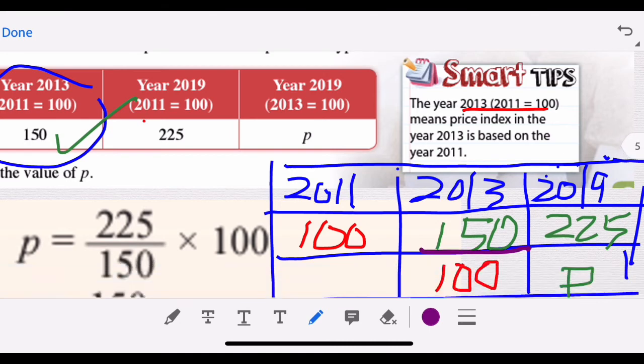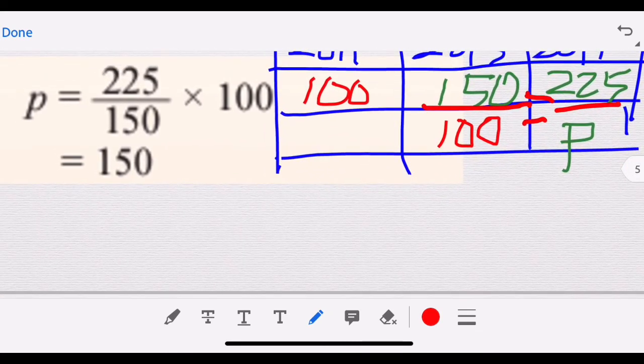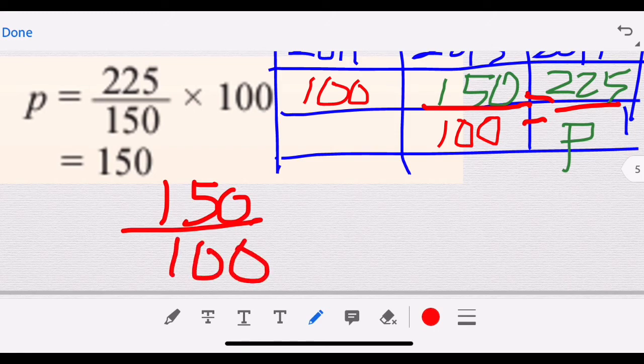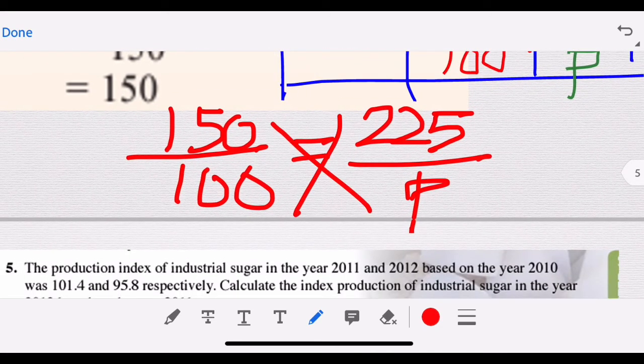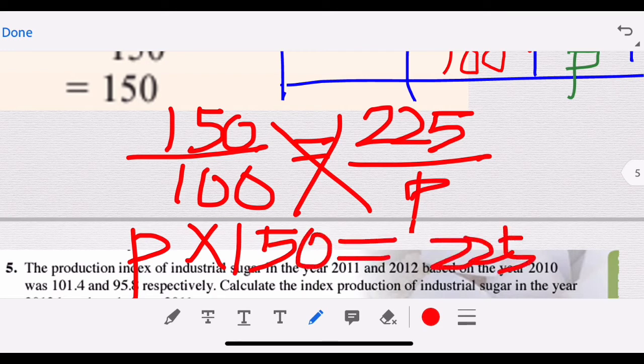Can you see the purple line? Okay, I change to green. Can see, right? I'm going to write equal using the red pen. So I just write down 150 over 100 is equal to 225 over P. Wow, I can solve it now. 150P is 225 times 100. Cross multiply, right? It's equal to 225 times 100.